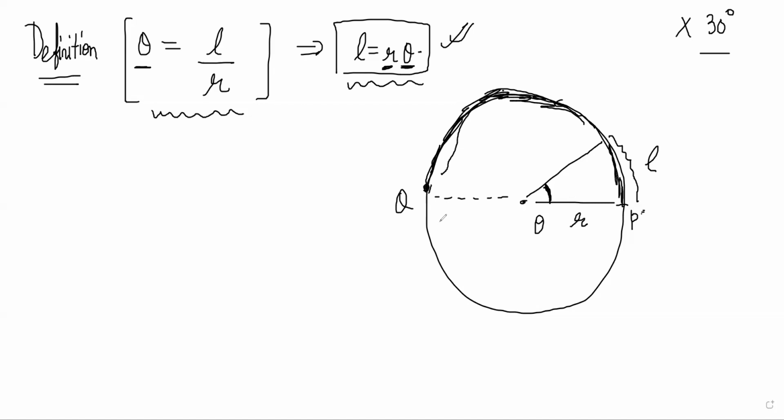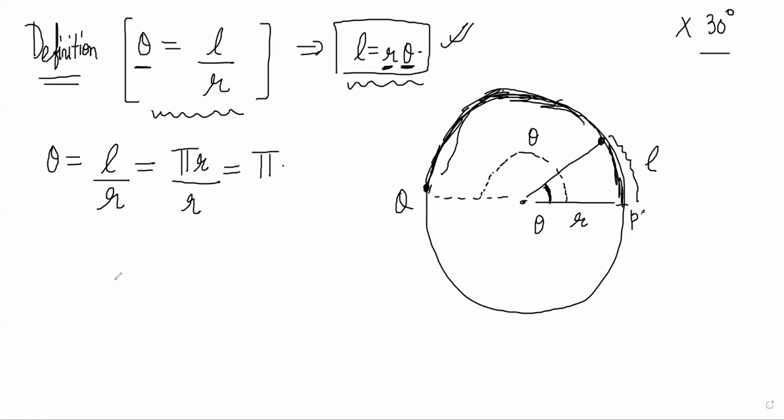Correct. The Q was not ending here, but it was going all the way till here. So my angle will be also this whole angle, right? Yes. So think about it. Theta would be equal to L by R, and the L in this case is the length of the semicircle, which is pi R. Pi R divided by R gives us pi. So we are saying that the angle in a semicircle is pi radians. Pi radians is equal to an angle of 180 degrees, right?